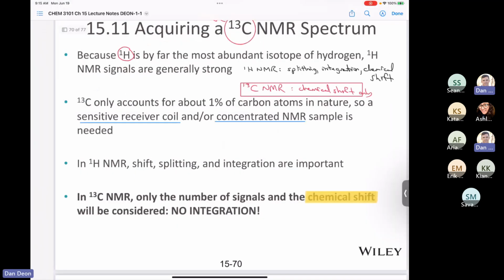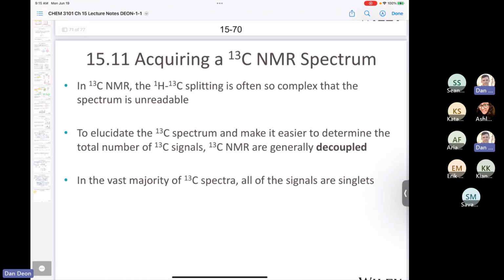Let's go back to the notes here. In carbon-13, you can get proton and carbon-13 splitting. But the splitting is so complex that usually you can't even read the spectrum. So to make it easier to determine the total number of carbon-13 signals, the carbon-13 spectra are generally decoupled. What that means is that you decouple the carbon from the proton, and that way you don't get any splitting for the carbon. You just see a bunch of singlets. That's all you see, a bunch of singlets.